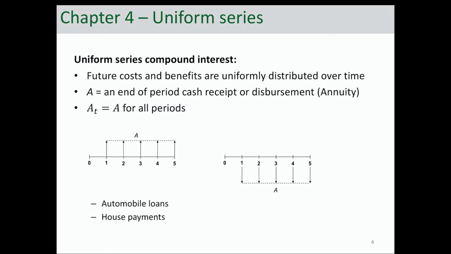The applications of them, you can see them everywhere basically. When you take out an automobile loan, you normally pay off that loan over time with uniform payments. So your payments are all equal over time. Or even house mortgages. When you take out a mortgage, you normally pay off that mortgage over many years with equal payments. So these are all uniform cash flows and can be represented this way.